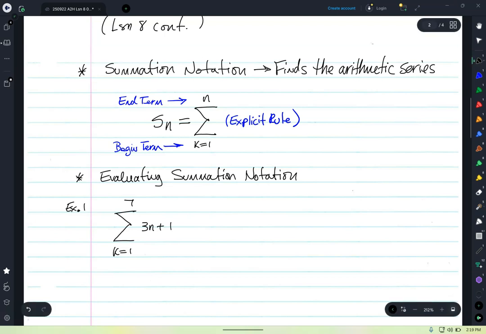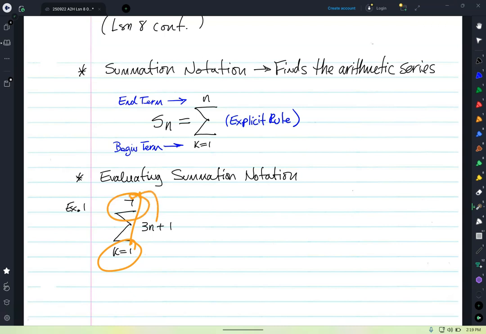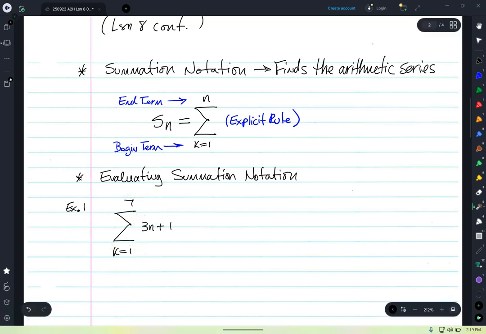Okay. But right now, just to be clear, let me phrase it a different way, because I said the first 7 terms, right? How about I say it this way? I want you to calculate the arithmetic series for term 1 through term 7 governed by the rule 3n plus 1. That's the first 7 terms.